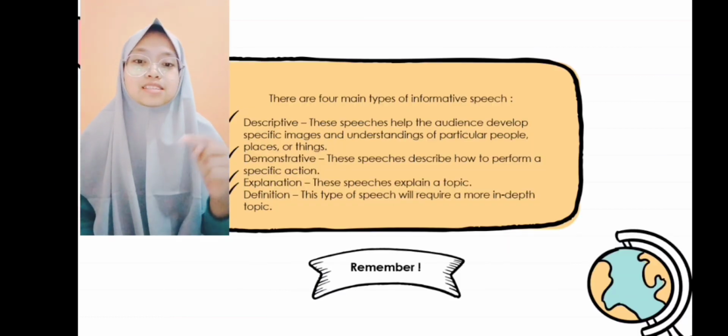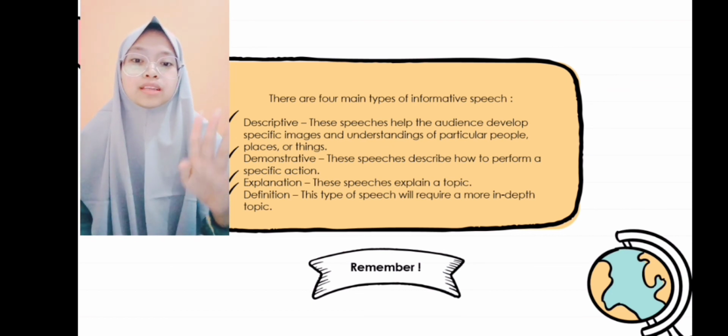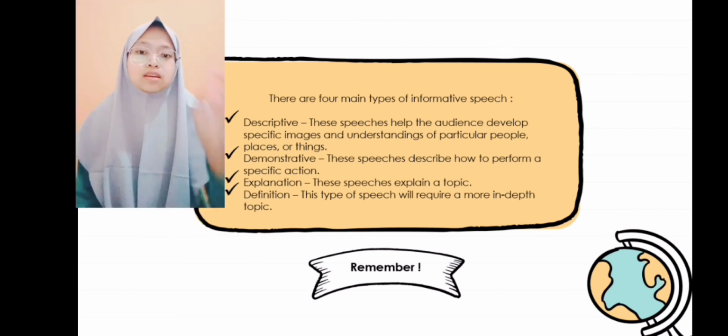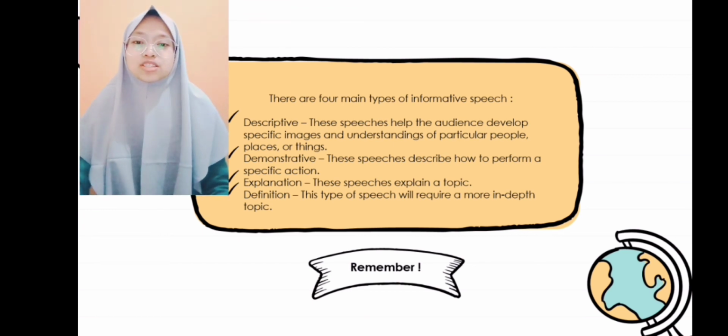Okay, and in this slide, I would like to remind you that there are 4 main types of informative speech. What are they? The first one is descriptive speech. These speeches help the audience to develop specific images and understanding of particular people, places, or things. The second one is demonstrative. These speeches describe how to perform a specific action.